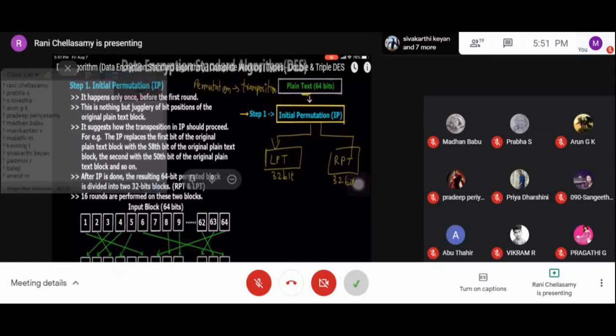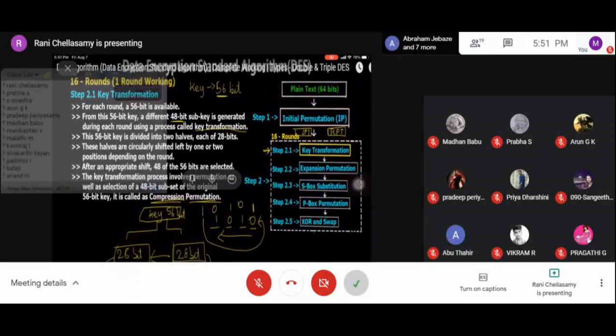Now we'll get into the second step. Already we have seen in the first step that the 64-bit block is divided into two 32-bit halves: a left plain text of 32 bits and a right plain text of 32 bits. This is the output of the initial permutation. Now we are going to get into the second step, which is the key transformation step.